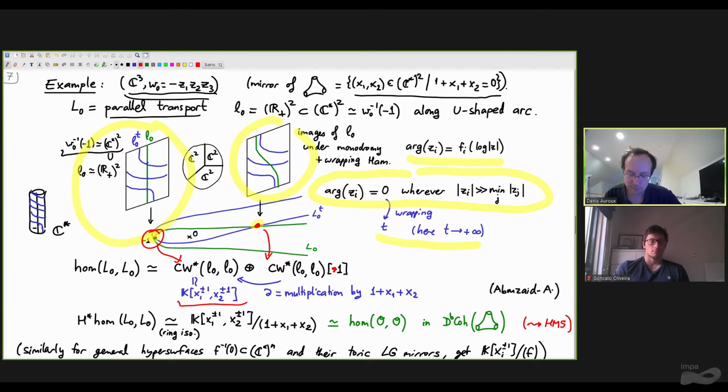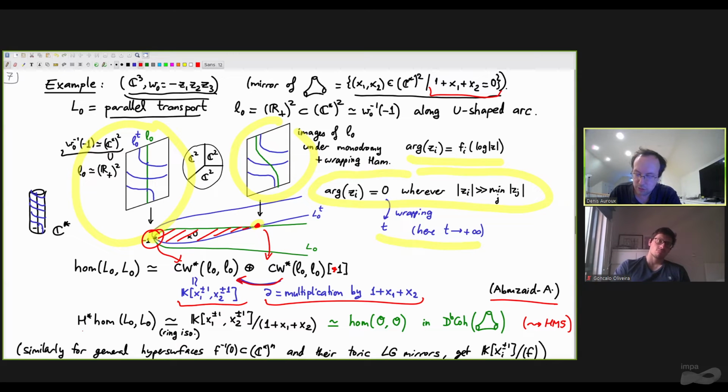And there's a Floer differential, which counts holomorphic disks. And the disks of interest here project to this region, connecting the 2 fibers. So the Floer differential goes from this piece to that piece, and a calculation shows explicitly that it's multiplication by 1 plus x1 plus x2, which is the defining equation of my pair of pants. And I should say this is joint work with Abu Said.